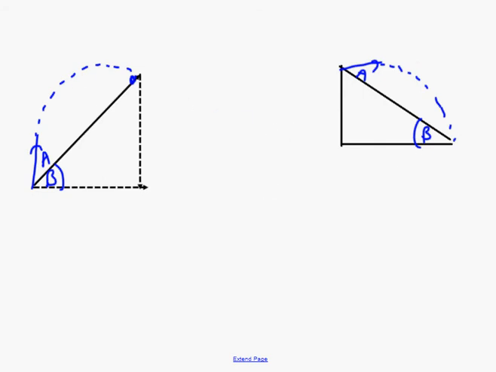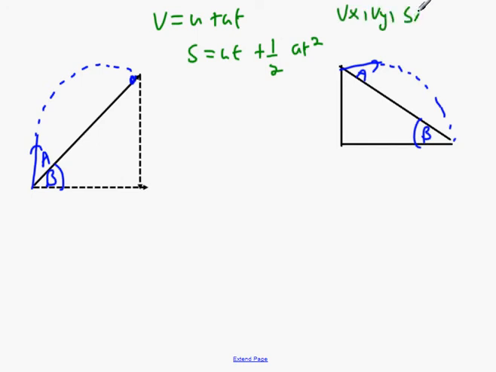At the very top, the basis of everything you're doing here is v equals u plus at, and s equals ut plus a half at squared. You're going to find the following equations: vx, vy. You're also going to find sx and sy. That's your list for each one.